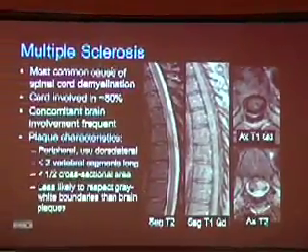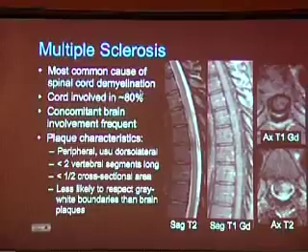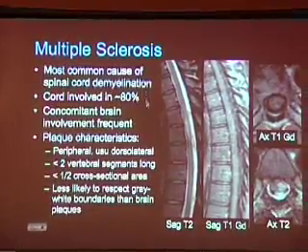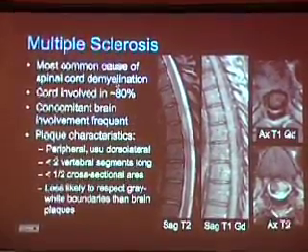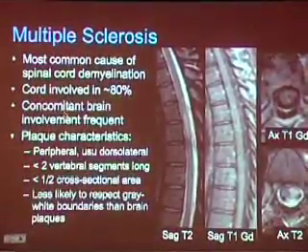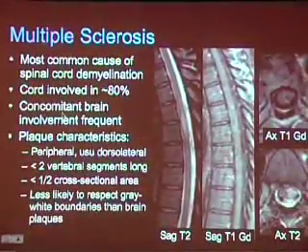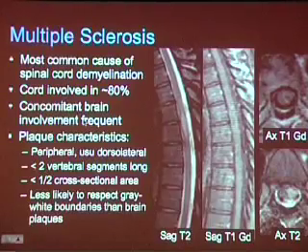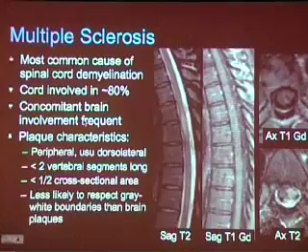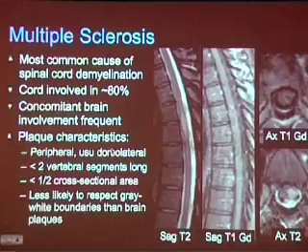Okay, so with regard to multiple sclerosis, this is the most common cause of spinal cord demyelination. The cord is involved pretty frequently in MS, but fortunately for us from the imaging point of view, concomitant brain involvement is frequent. And so if you have a patient with a cord lesion where you're wondering about demyelination and maybe multiple sclerosis, it's very helpful to image the patient's brain, because if you see multiple T2 abnormalities in a young patient, that really ups your ante for the diagnosis of multiple sclerosis.